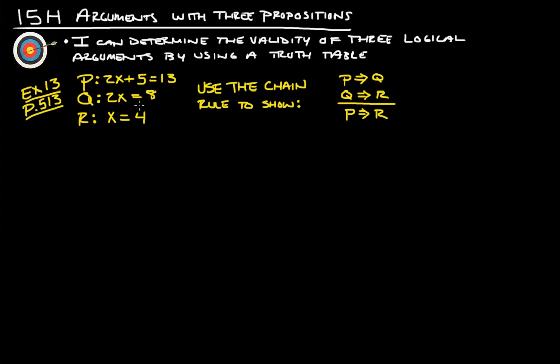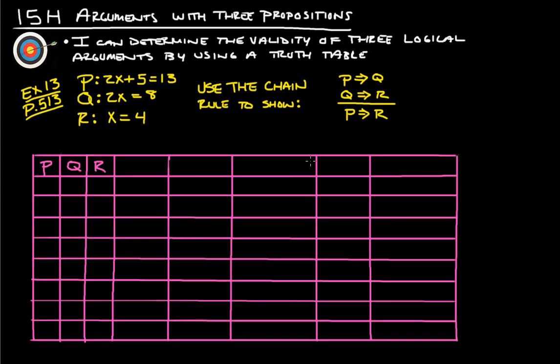We're just going to use that algebra problem to show the chain rule, and then we want to check and see if this is logically correct, to see if this is valid or not. So we have three pieces that we're going to look at here, so three arguments. What we want to do is make a truth table that includes P, Q, and R.